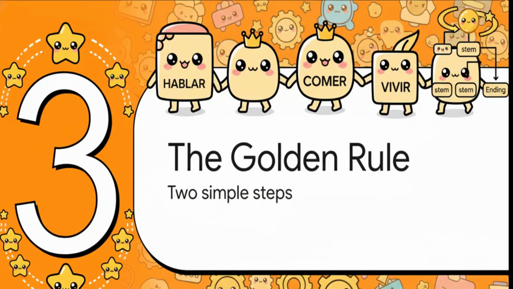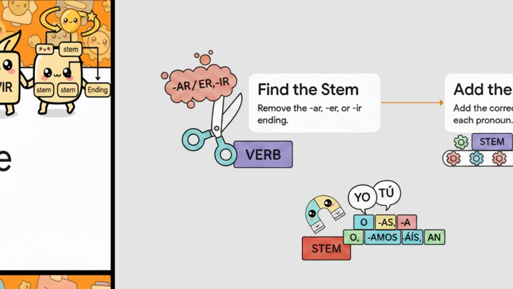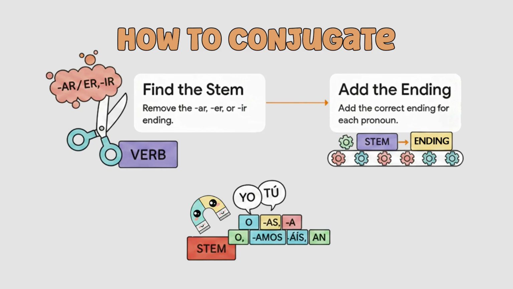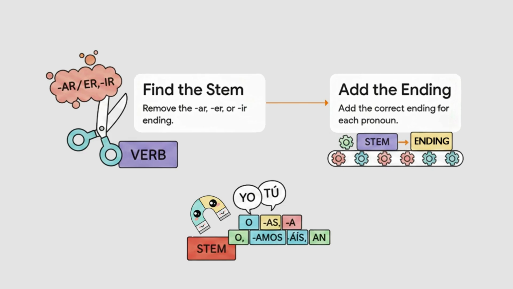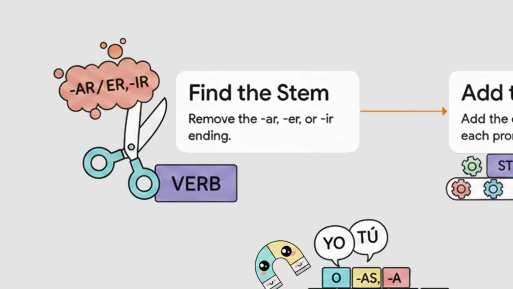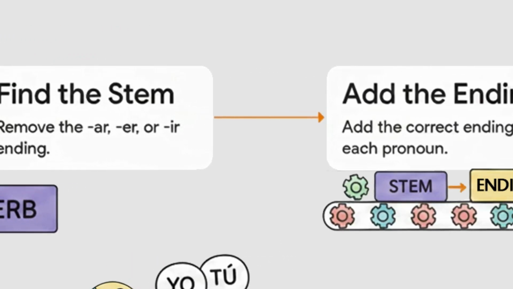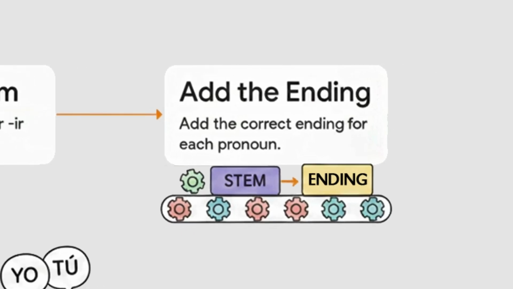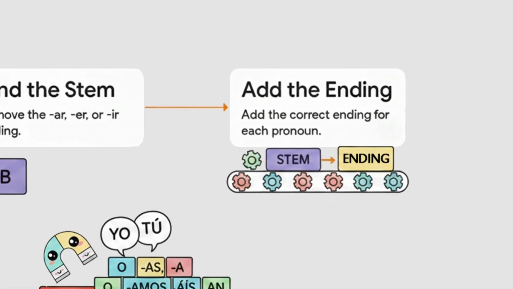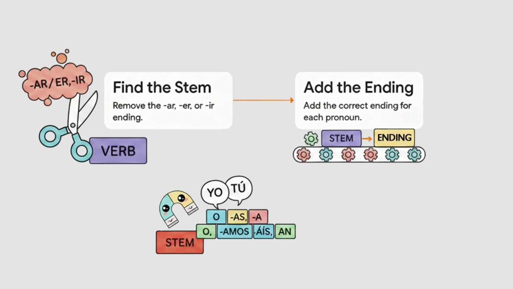All right, section 3, the golden rule. This right here is the absolute core of our explainer. I'm going to reveal a completely repeatable formula to conquer any regular Spanish verb. Honestly, think of it as a foolproof 2-step manufacturing process. Step 1, remove the AR, ER, or IR ending to find your stem. Step 2, simply add the correct ending for the specific pronoun you want to use. And that is literally the whole secret. You chop off the old ending and you snap on a new one.